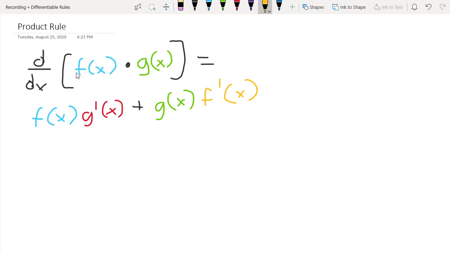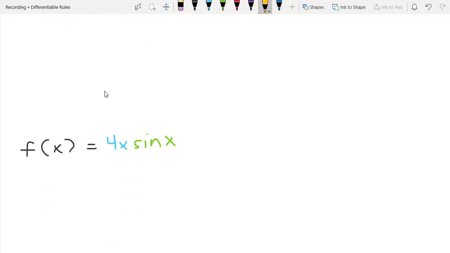So if you're asked to find the derivative of a certain function times another function, it's just going to be f of x times g prime of x, also known as the derivative of g of x, plus g of x times f prime of x, also known as the derivative of f of x. So let's get into some practice problems here.